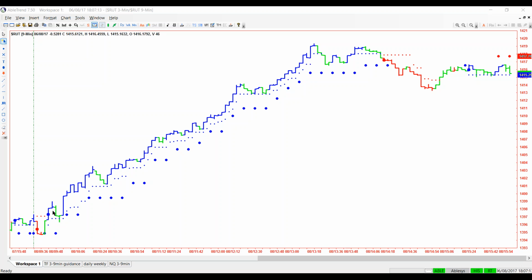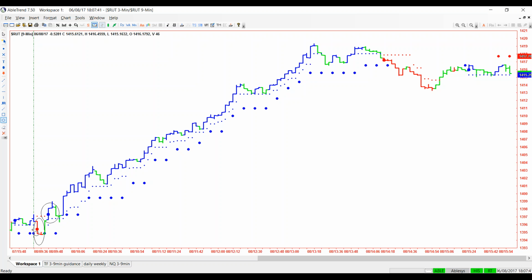You can see over here they trade options on the Russell, NASDAQ, and S&P Index, 3-minute, 9-minute Abletrend guidance charts. And they just talk about the signals all day long. So you can see over here, obviously, right at the beginning of the day, we had a buy signal, blue bar, blue dot, triple confirmation. No trade here, by the way. That's obviously a no trade zone because you have red and blue together.